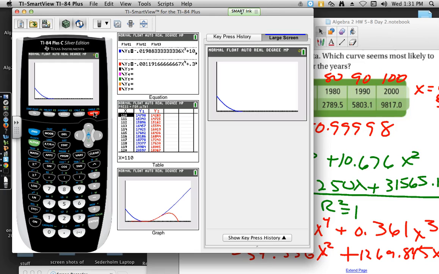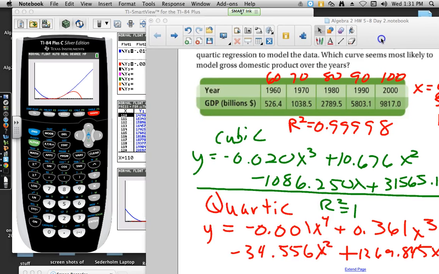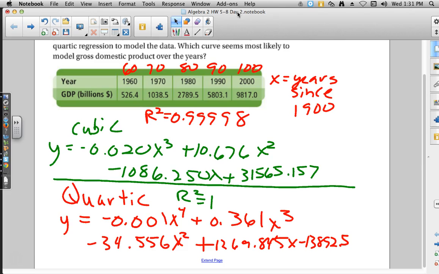So again, it's graphing that cubic first. We're going to see that. And then in red, we will see that quartic come up. So notice that quartic starting a little lower. And as you look at that quartic, you start to think, you know what, that might make more sense that there are little ups and downs in the GDP, and it doesn't shoot off forever anyway. So the quartic would be the better model, and our reasoning would be because r squared equals 1.